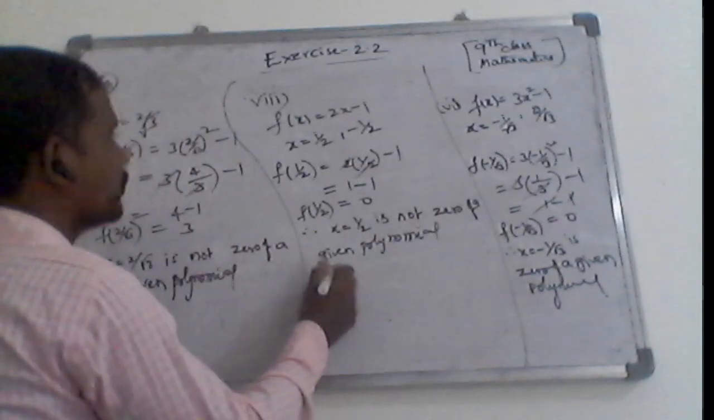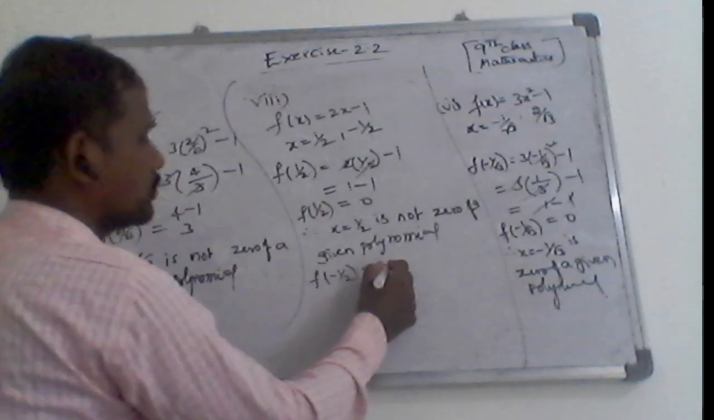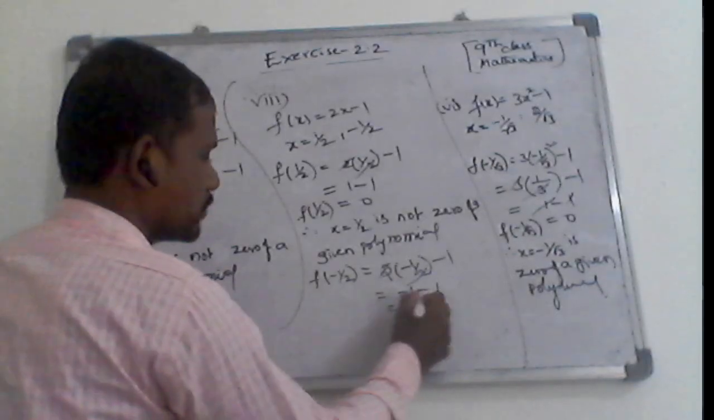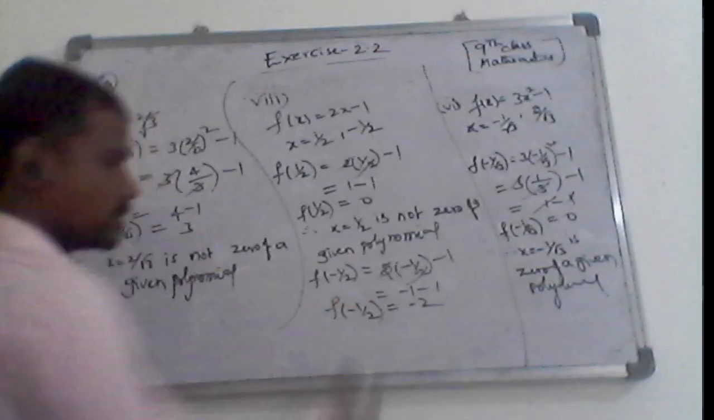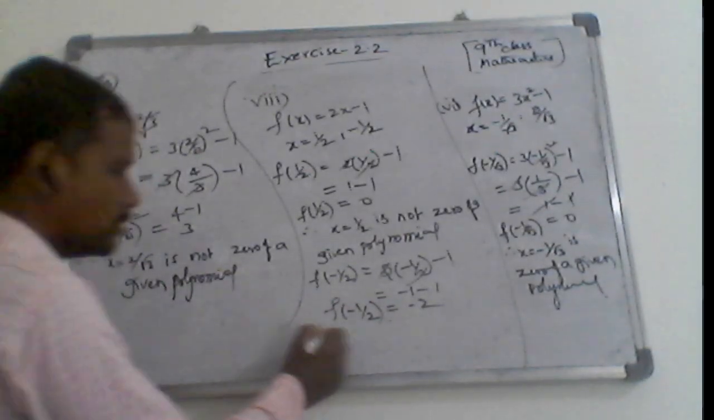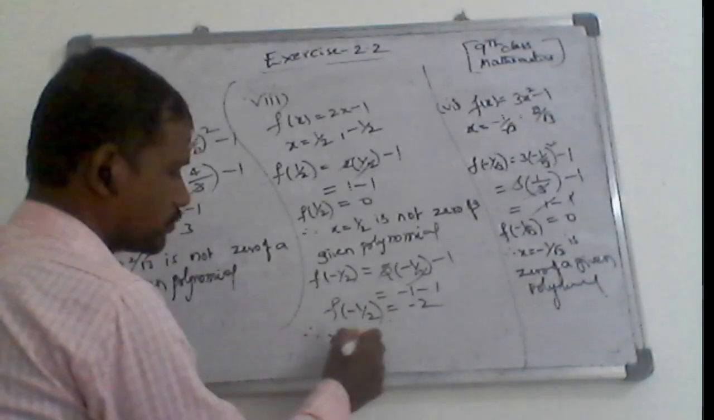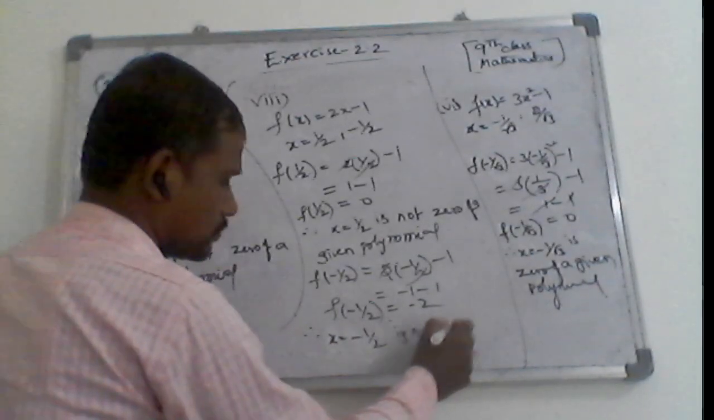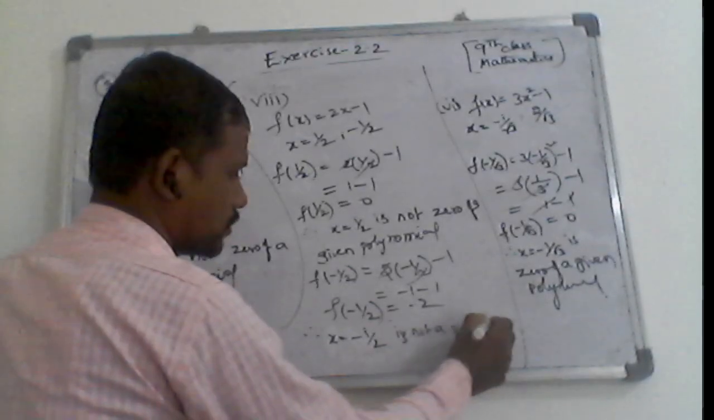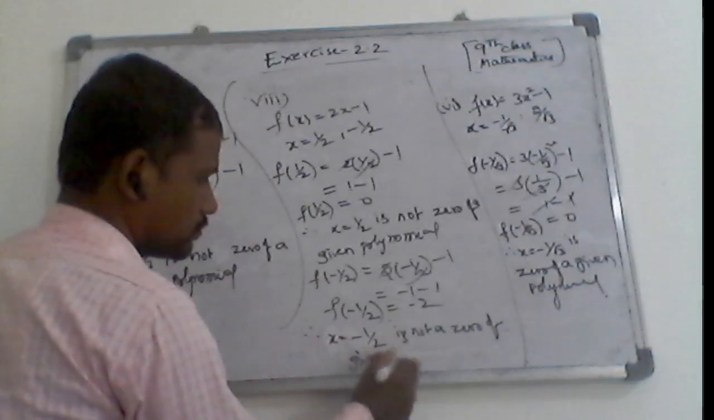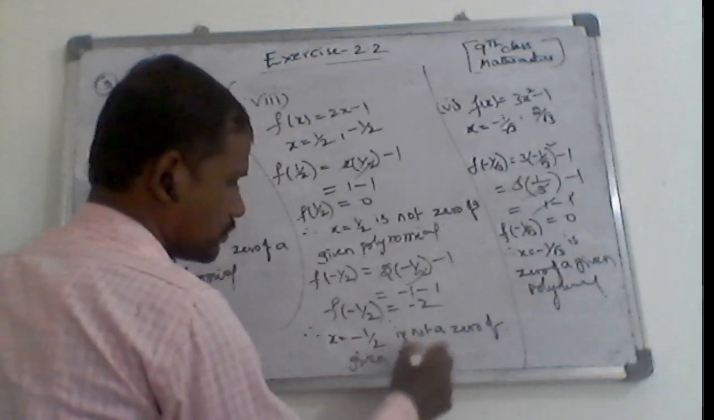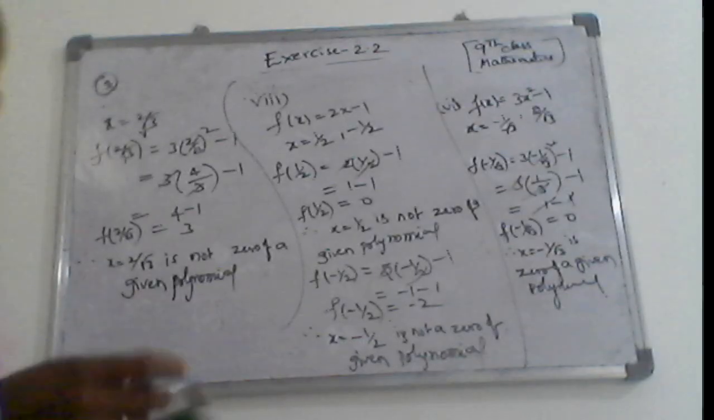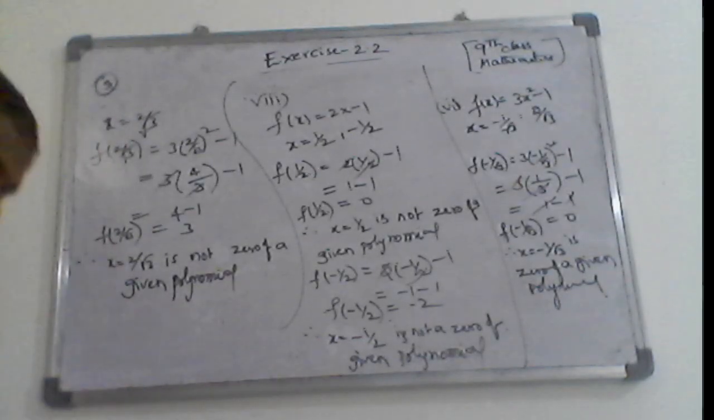Next one, f of minus 1 by 2 equals 2 of minus 1 by 2 minus 1. The 2s cancel, minus 1 minus 1 is minus 2. So f of minus 1 by 2 equals minus 2. Therefore, x equal to minus 1 by 2 is not a zero of the given polynomial. These are the third bit questions and explanation. Next one, bit number 4.